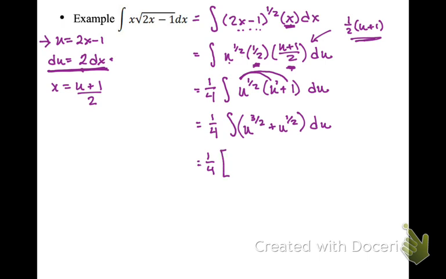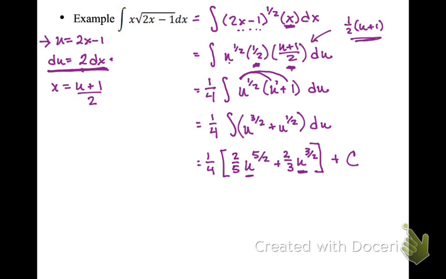So I have 3/2 plus 1 would be 5/2, correct? Yup. So it's 2/5 u to the 5/2 plus 1 would be 3/2, so 2/3 u to the 3/2 plus C. And now I have to substitute back in my u, 2x minus 1.